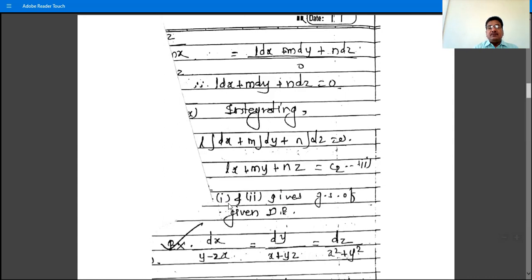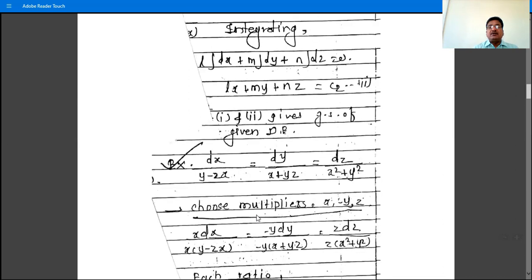And so first and second give the general solution of the given differential equation, or the complete integral of the given differential equation, or are called integral curves of the given differential equation, or primitives of the given differential equation. Next example: dx divided by y minus z into x, dy divided by x plus yz, and dz divided by x square plus y square. Then choose multipliers x minus yz.